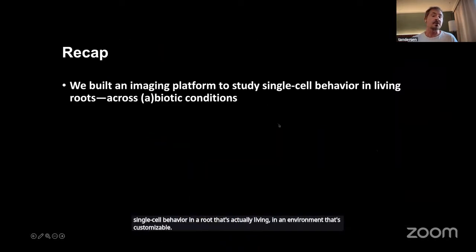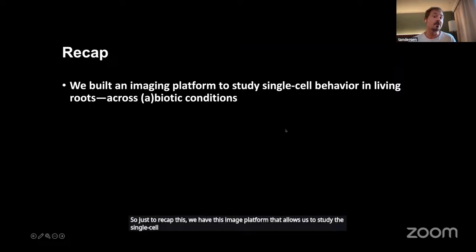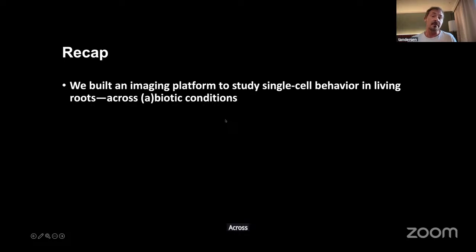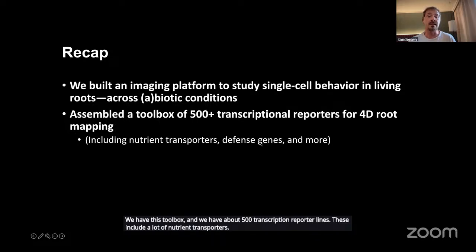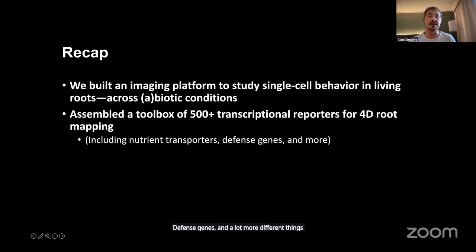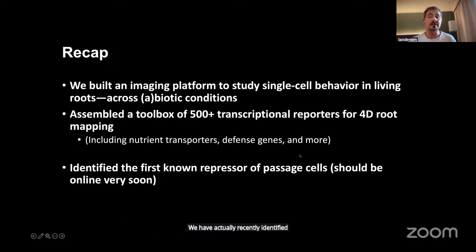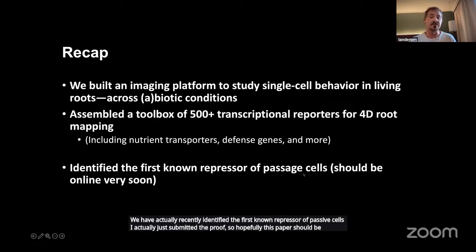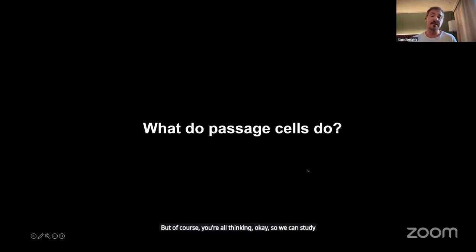So just to recap this, we have this imaging platform that allows us to study the single cell behavior in living roots across a number of different conditions we can customize in our setup. We have this toolbox, and we have about 500 transcriptional reporter lines. These include a lot of nutrient transporters, defense genes, and a lot more different things we picked up to be passage cell associated. We have actually recently identified the first known repressor of passage cells. I actually just submitted the proof, so hopefully this paper should be online very soon. But of course, you're all thinking, okay, so we can study passage cells, but what do they actually do?